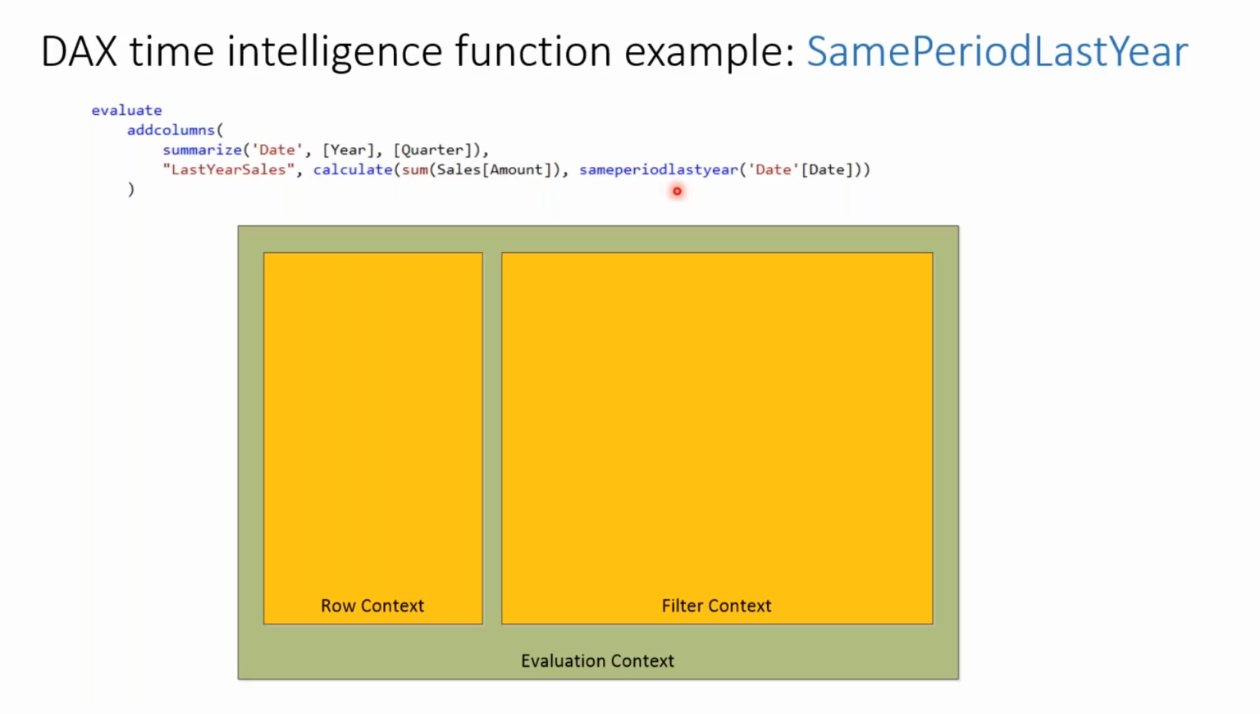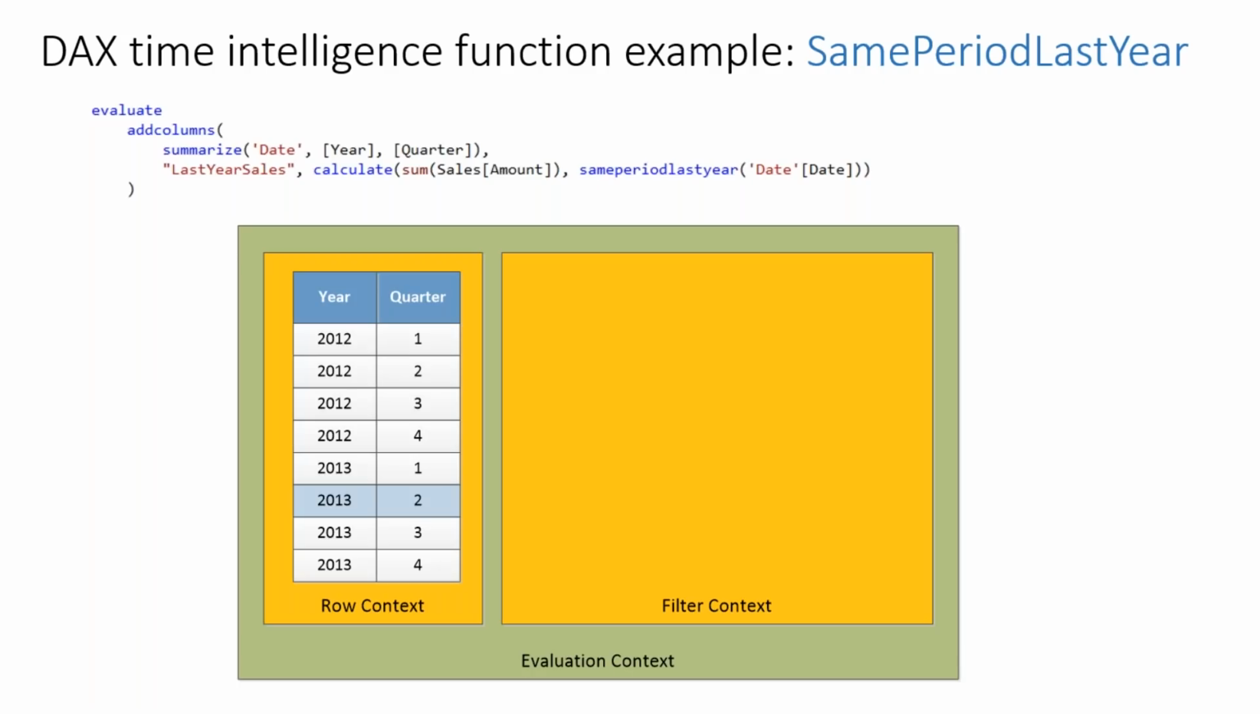I'm using one of the time intelligence functions, SAMEPERIODLASTYEAR. You may not know exactly how it works, but from its name you can tell it says I'm trying to get, for the year and quarter, the sum of sales of the same quarter last year. So that's what it sounds like it's doing. Let's see how exactly it's doing that.